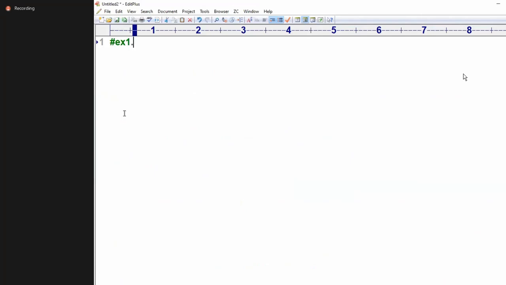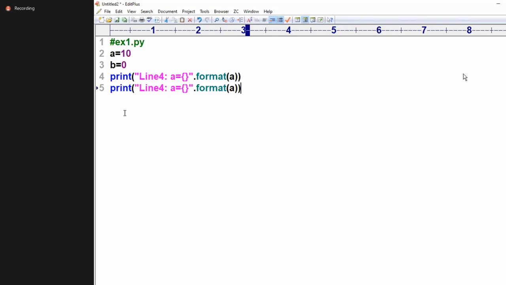See carefully. Line number 4: print a is equal to, with format of a. Line number 5: print b is equal to, with format of b. Now I am writing c is equal to a by b. Line number 7: print c is equal to, with format of c.